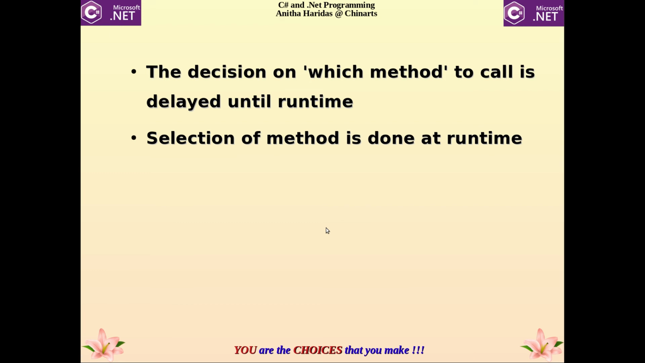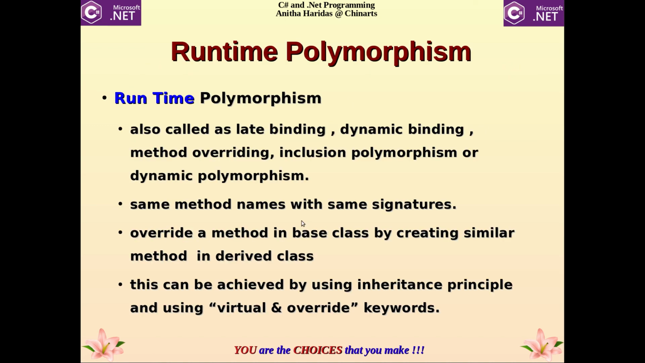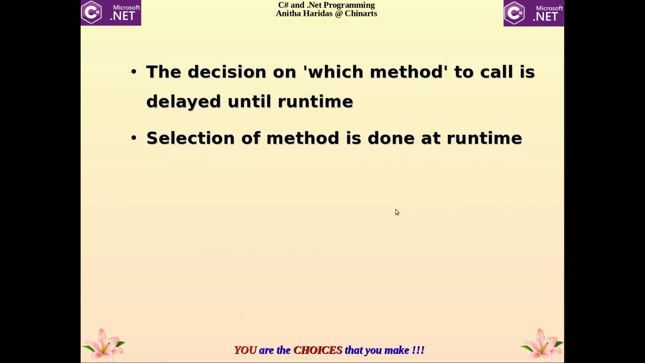So two important differences between compile time and runtime. One is, in the compile time polymorphism, same method name with different signatures and different tasks to be performed. But in runtime polymorphism, same method names with same signatures but the task may be different. And another very important difference we have seen here, selection of method is done at runtime here, whereas in compile time polymorphism, selection of method will be done at the compilation time itself.